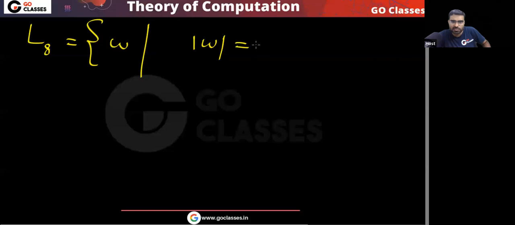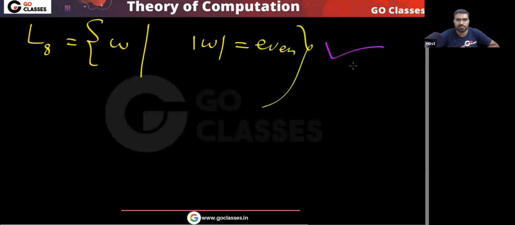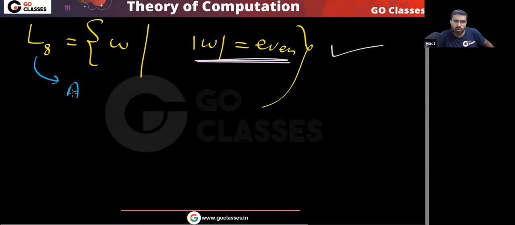So can I say that our language is this? This is our final language. Please tell me, did you understand? Let me know. This is your final language: even length strings. In this language, you have all and only even length strings.